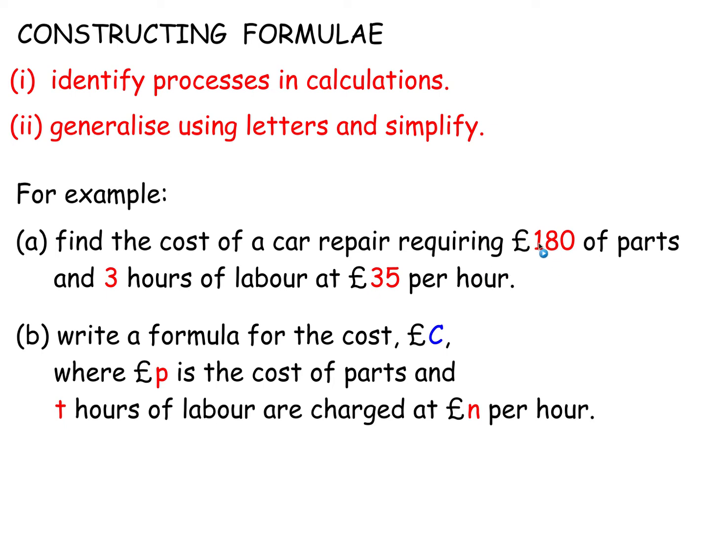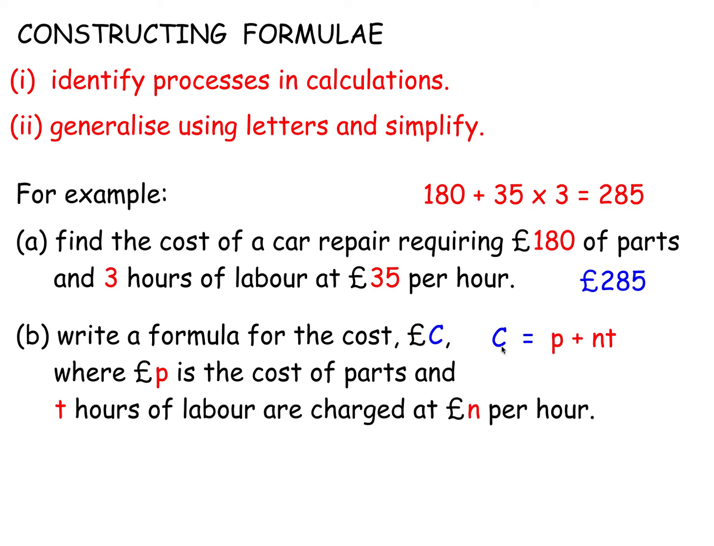So in the first part you've got £180 and you've got 3 lots of 35. So there's a calculation. The £180 parts and the 3 lots of 35, it comes to £285. Now to establish a formula, all you do is you replace that 180 by P for parts, the 3 here by T for T hours, and the 35 by N for N pounds per hour.